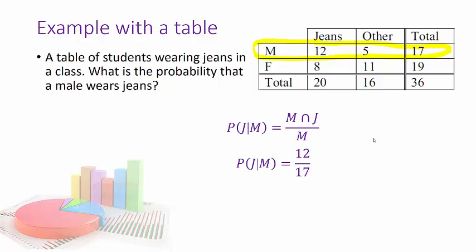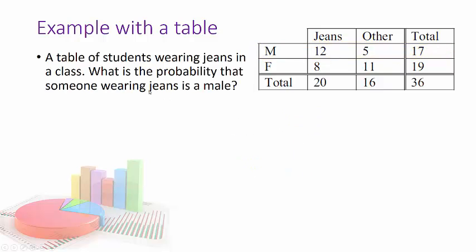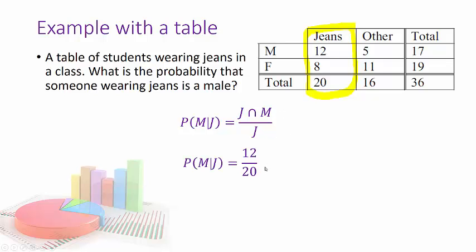Okay, let's look at it a different way. What is the probability that someone wearing jeans is a male? So we're going to change our world. We're in this column. This is the only one we care about. So we know they're wearing jeans, and we want to know if they're male. So you go, what is the probability that they're male given that they're wearing jeans? So it's jean and male over jean. So jean and male is 12 over, and then jeans is 20. So you can see that the probabilities are different depending which condition is given.